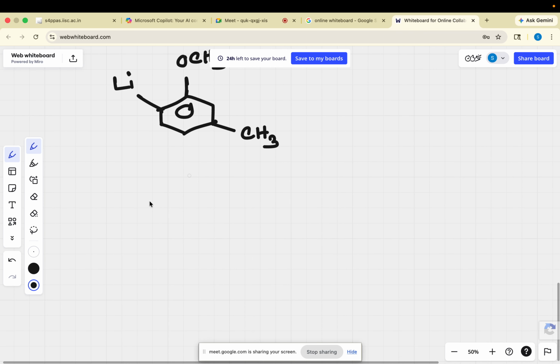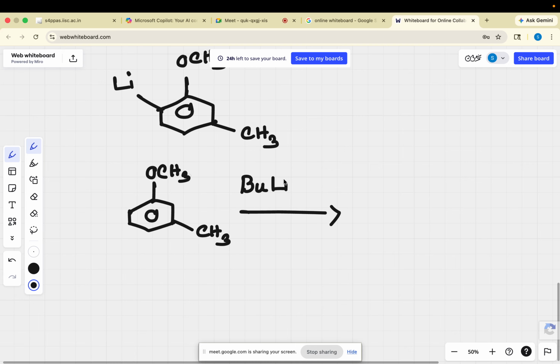Now suppose you have the same molecule. OCH3 is there, CH3 is there. Now here I am using butyl lithium in the presence of what? In the presence of TMEDA. In the presence of TMEDA, what will happen? TMEDA basically chelates the lithium plus, right? It will do chelation with the lithium plus.